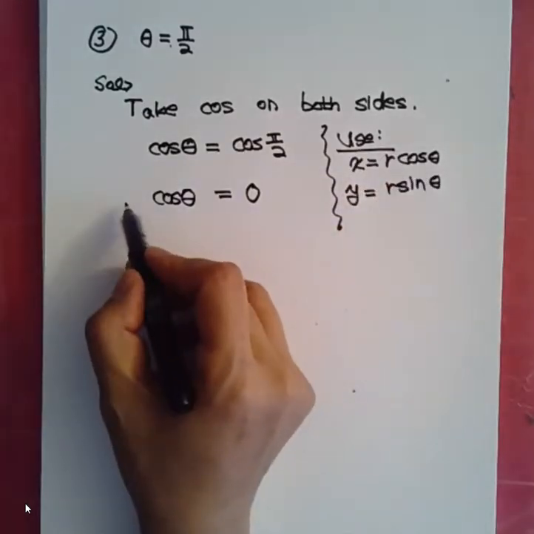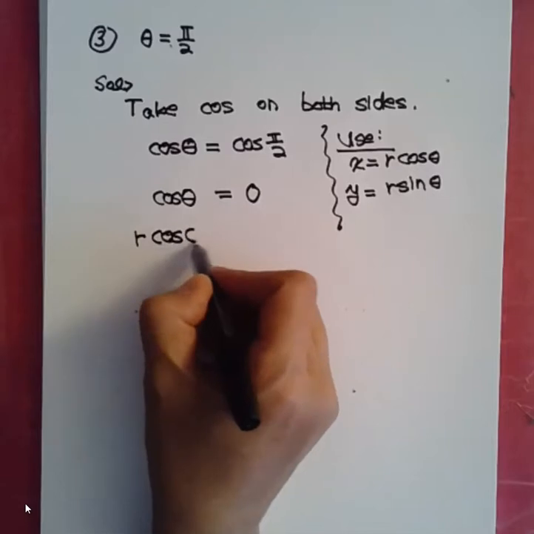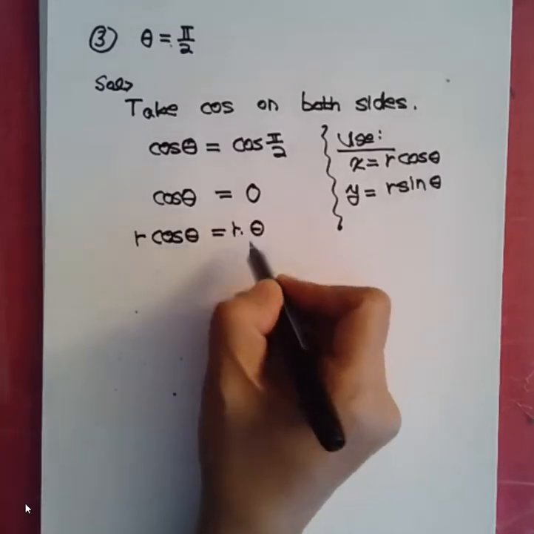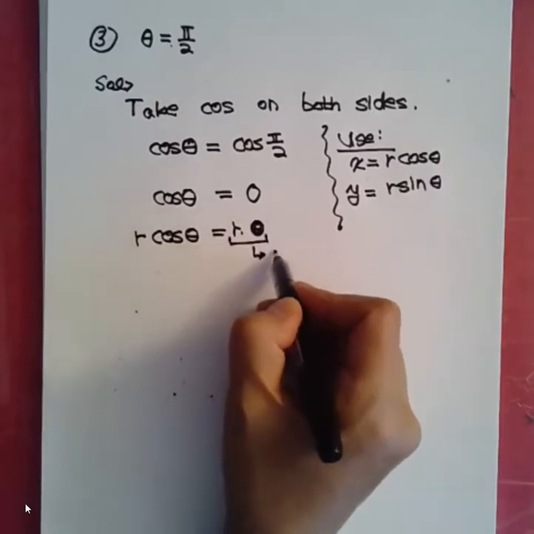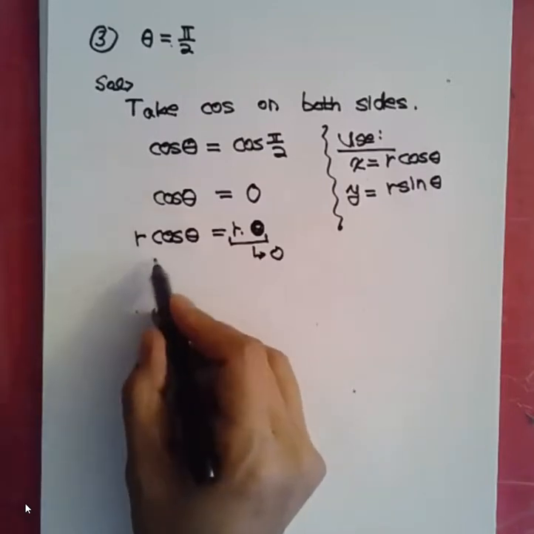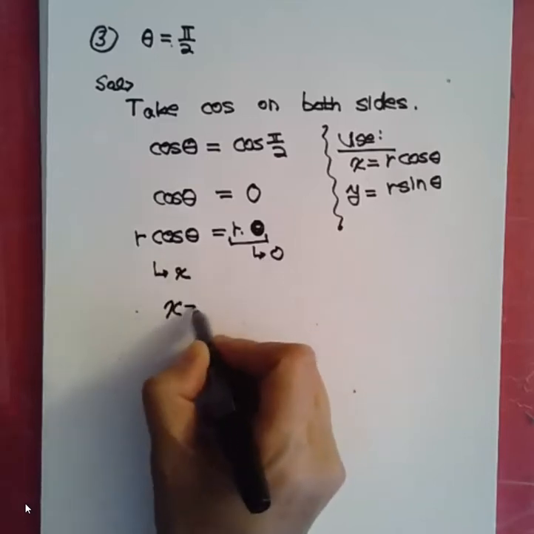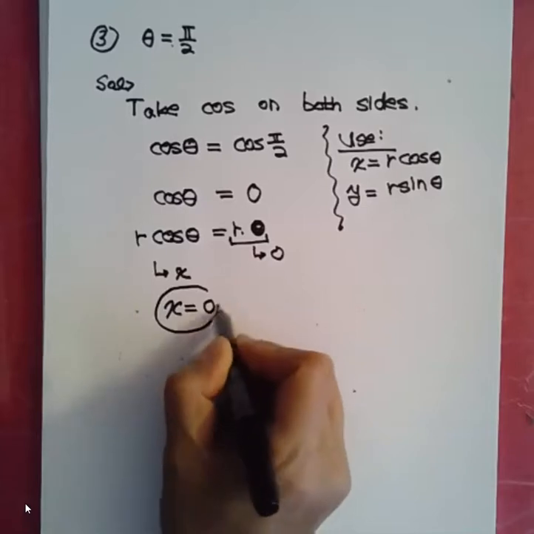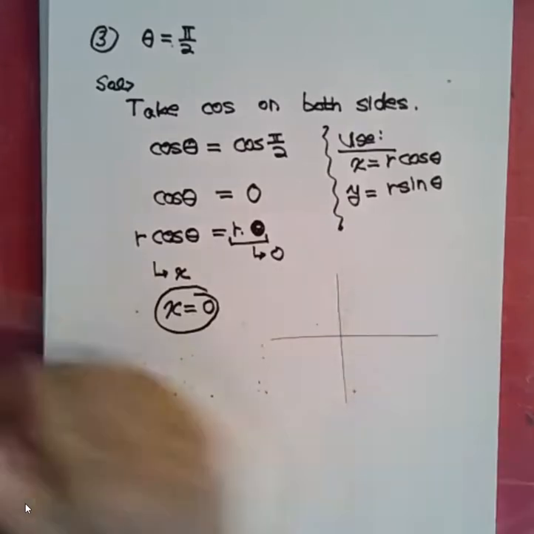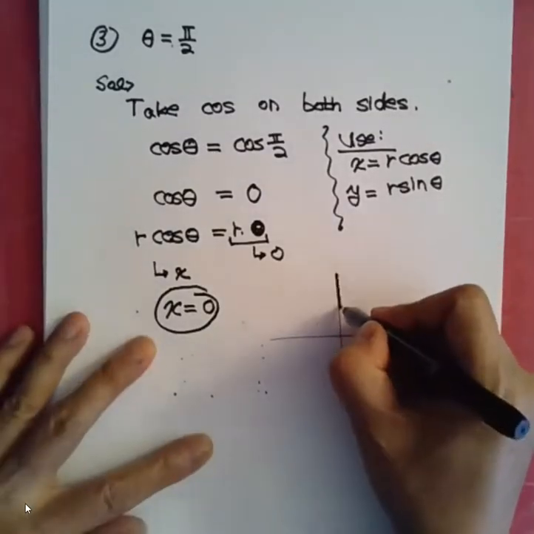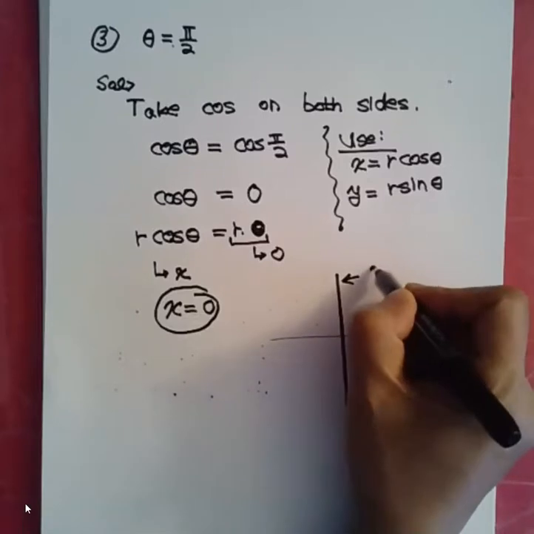So we multiply by r on both sides, then we have r cosine of theta equals r times 0. So this becomes 0. So the left side is x and the right side is 0. So the desired equation is x equals 0. Indeed, that is a vertical line which represents the y-axis.